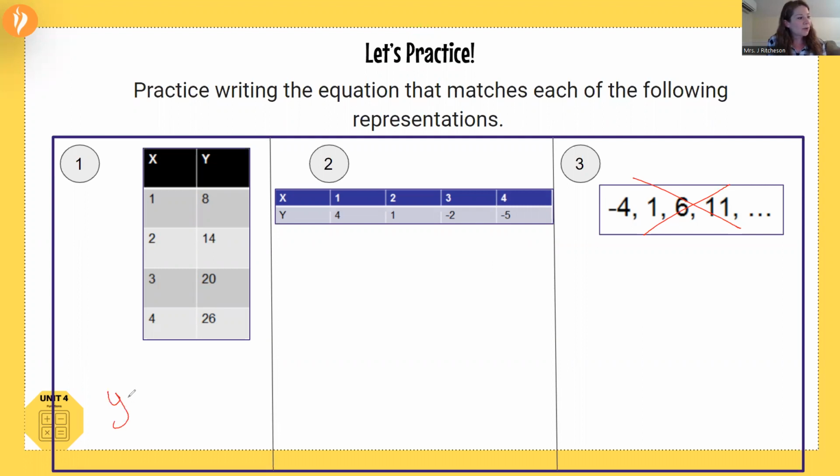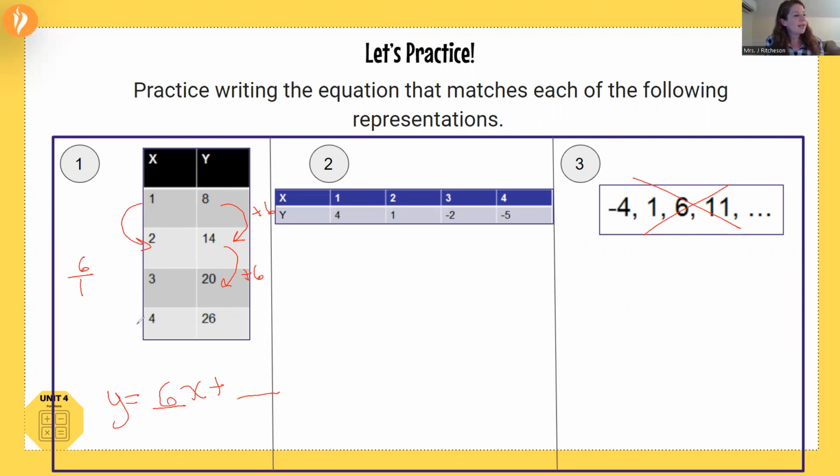All right, so our equation is y equals something to do with x and then plus or minus a number. So how do we get that number that's multiplied by x? It's the pattern, change in y over change in x. How do we get from 8 to 14? We add 6. 14 to 20, we add 6. So our change in y is 6. Our change in x is plus 1, plus 1, plus 1. So 6 divided by 1 is 6.